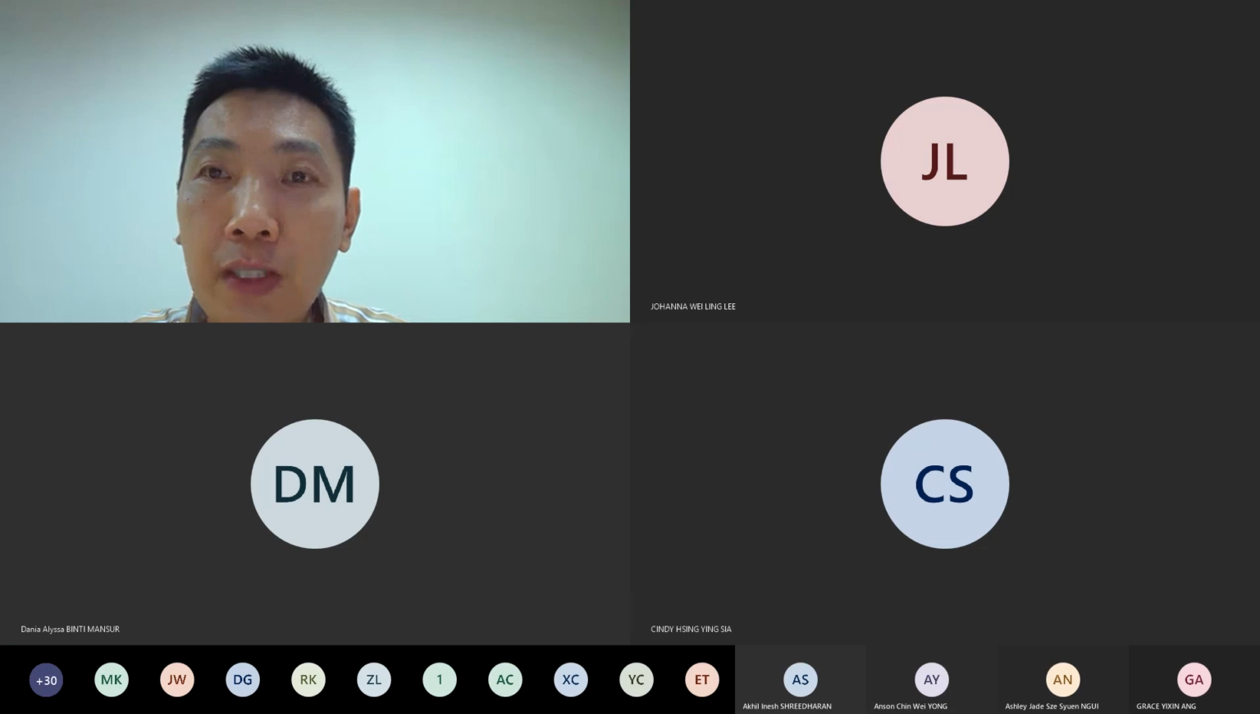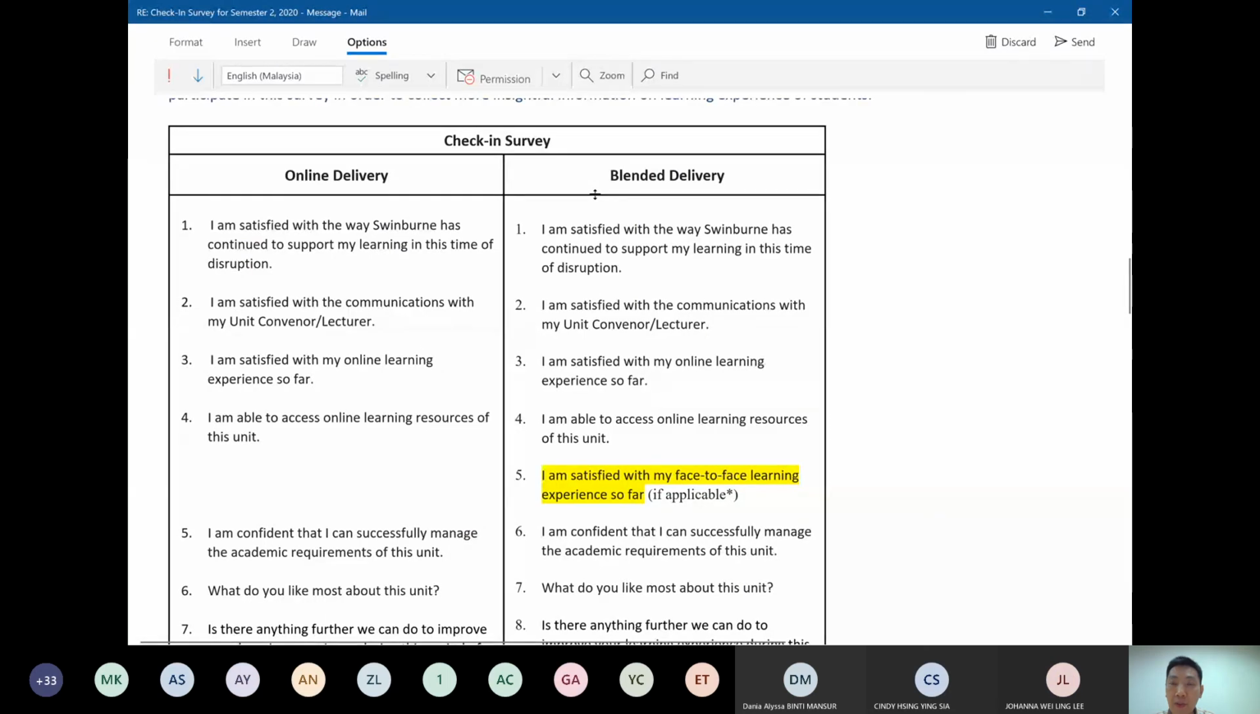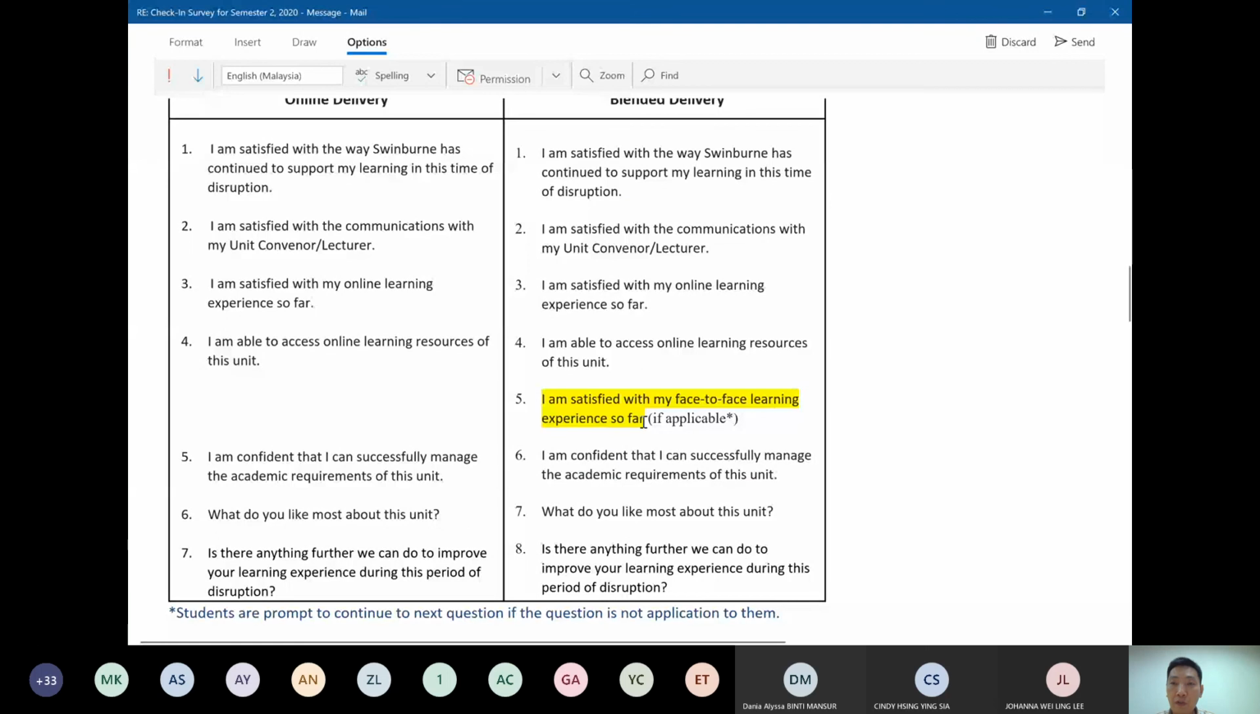Okay. So for this unit, we run as a blended delivery because some of you attend the face-to-face. For those who did not attend the face-to-face class, you can skip question 5. No need to do. Only for those who follow the face-to-face class for this subject. If you follow face-to-face class for language subject, then for that subject you need to do this question. But for economics, I think only 3 of you attend the face-to-face, so you can skip this question for those who did not attend face-to-face. So these are the questions that you need to do.